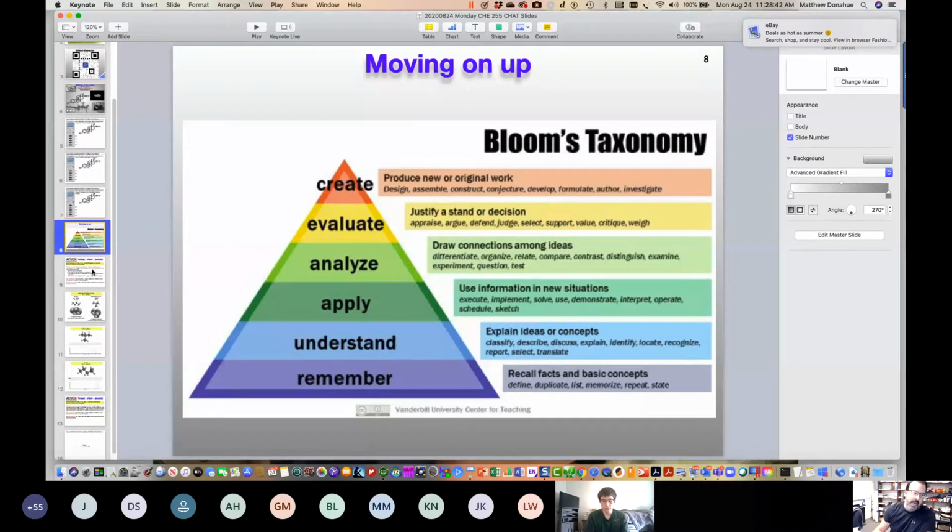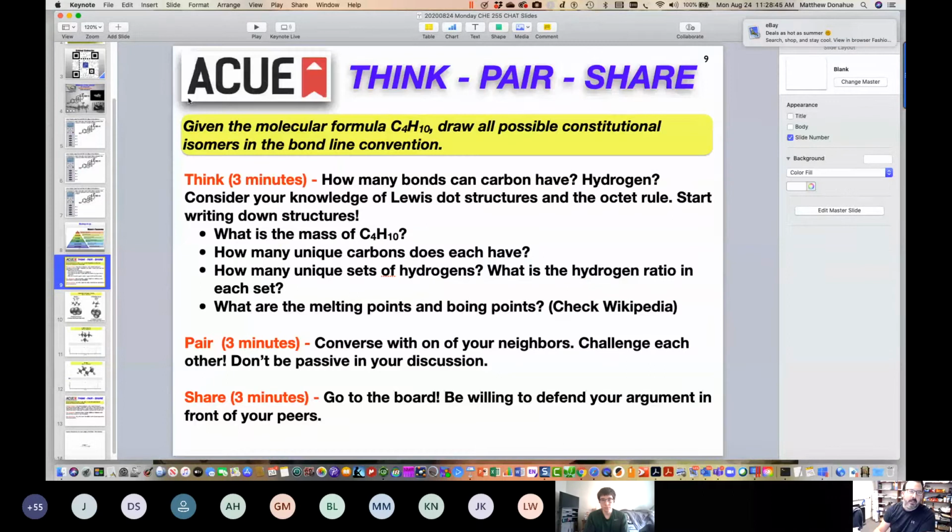So let's now look at an AQ activity. AQ is a 3-semester program that I went through to help bring learning activities into the lecture, and one of them is Think-Pair-Share. The prompt that you are given is the following. Given a molecular formula of C4H10, draw all the possible constitutional isomers in the bond line convention. Take a couple minutes, and as you draw structures on your paper, if you want to put your camera on, show it up to the camera, I'll take a look at it and comment.